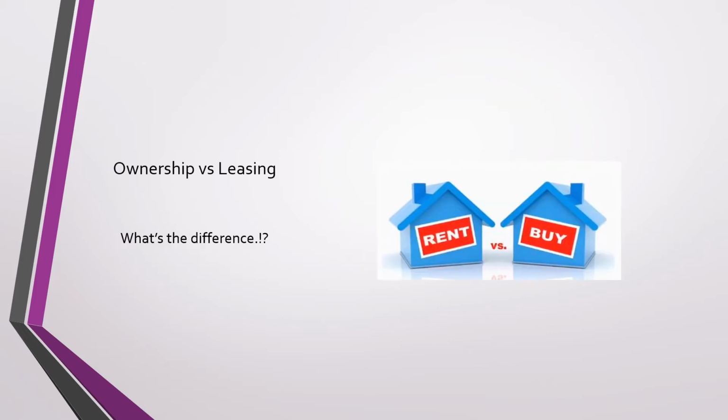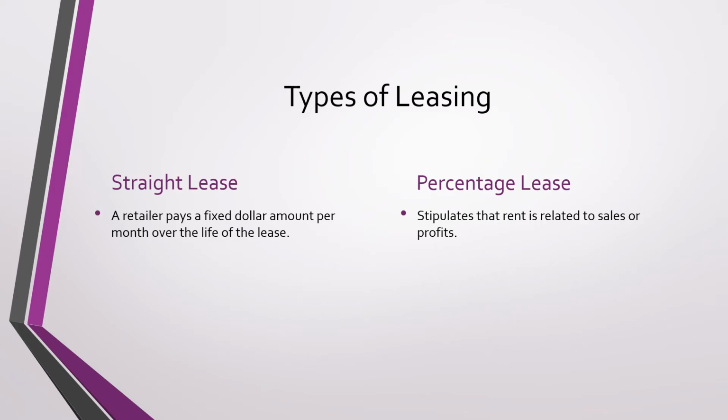Ownership versus leasing. What is the difference? Are you going to rent it? Are you going to buy it? Types of leasing: you have straight lease. A retailer pays a fixed dollar amount per month over the life of the lease. Then you also have a percentage lease, which stipulates that rent is related to sales or profits.